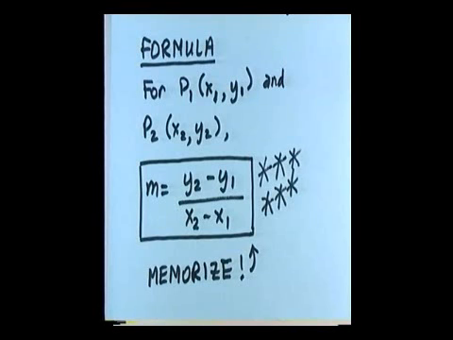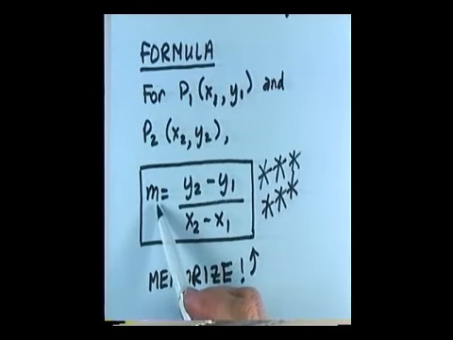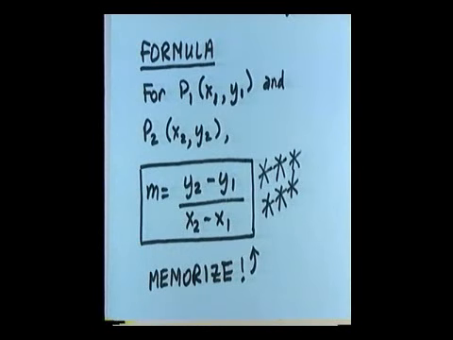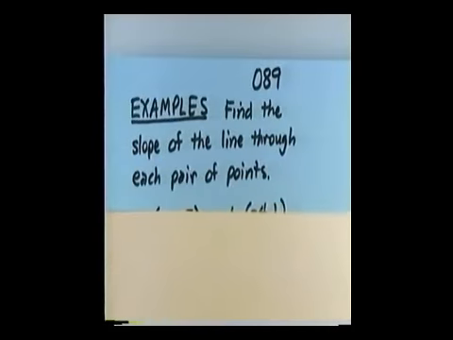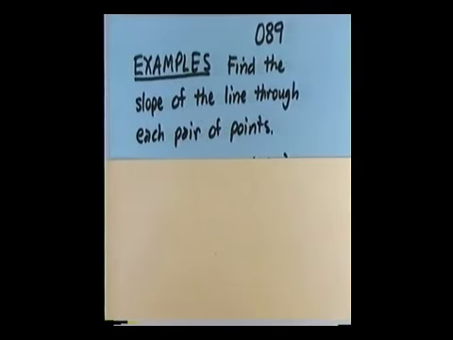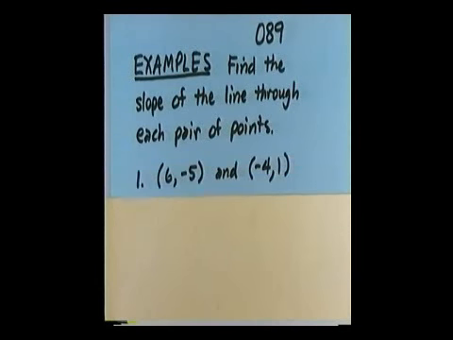The slope is designated by the letter M. So when we see the letter M in connection with a line, we can expect it to be representing the slope. Well, let's work with some examples of this. In our examples, the instructions read, find the slope of the line through each pair of points.